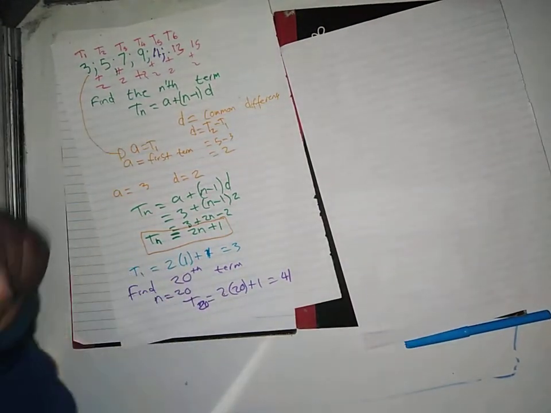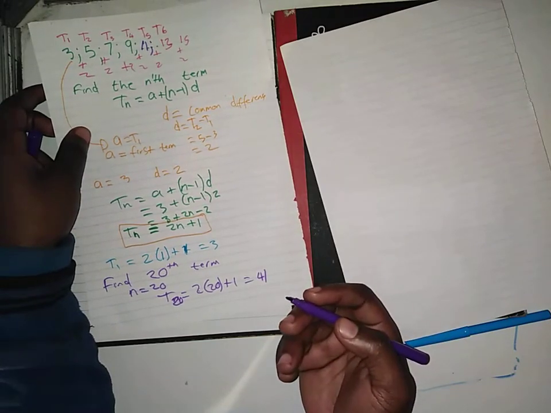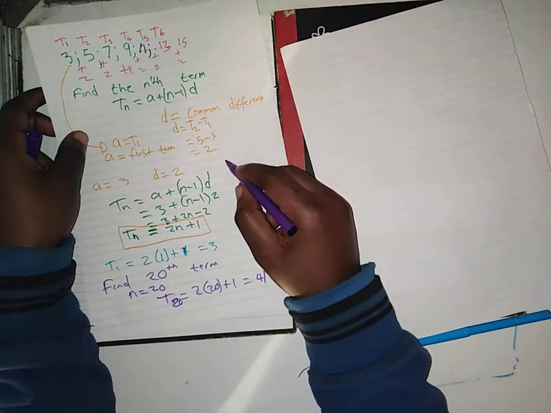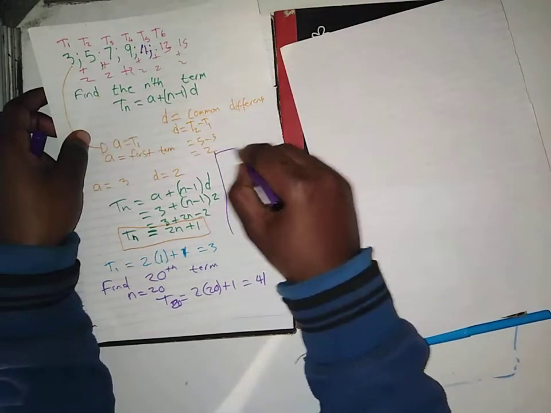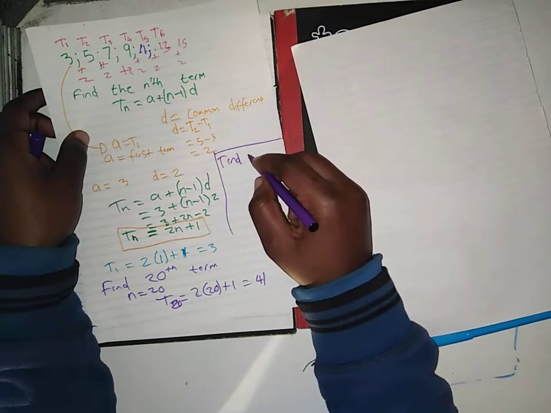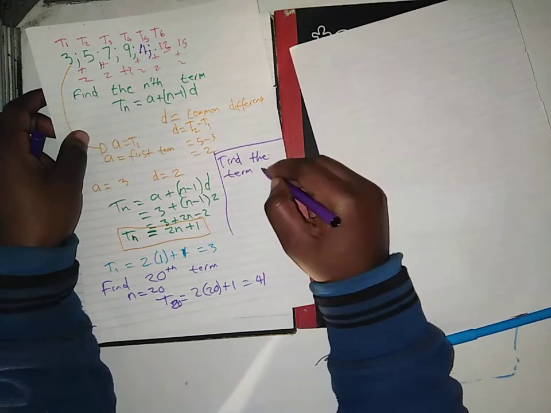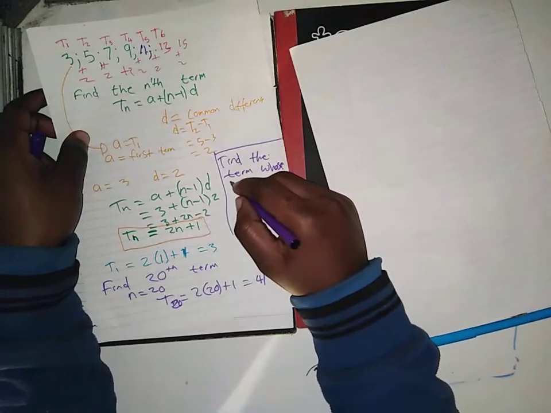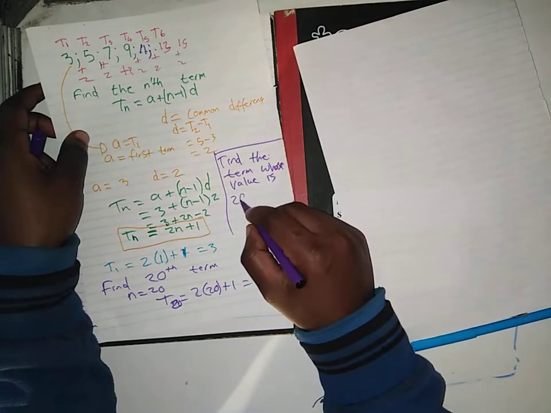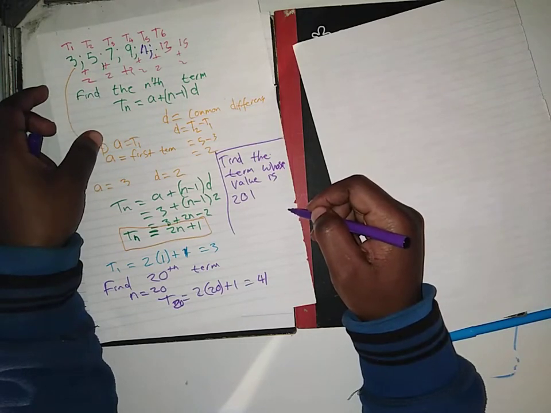And then let's take another scenario from here. They just decide to give us a term. Let's say they say 201. And then they say to us, find the term whose value is 201. So how do we go about finding this one?